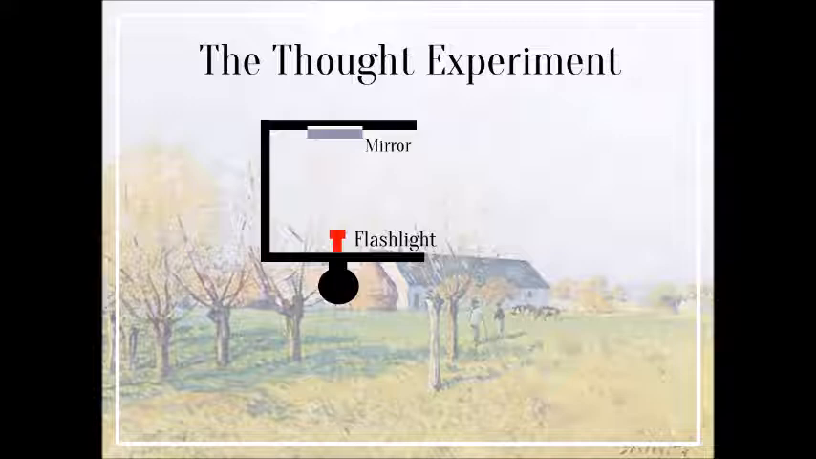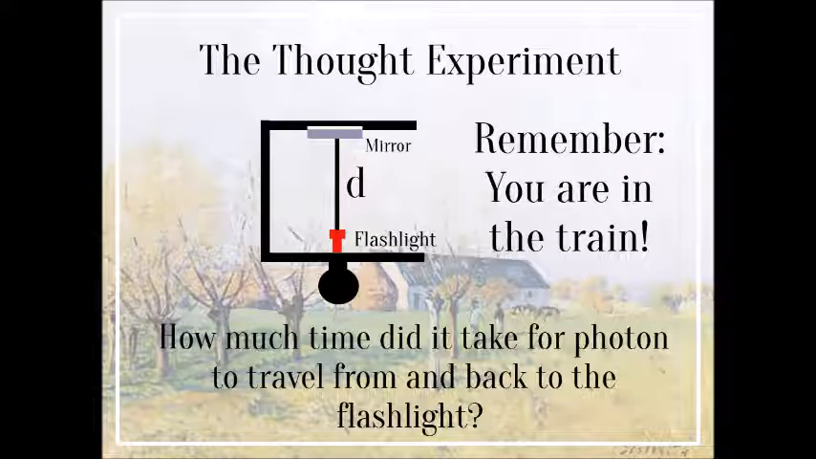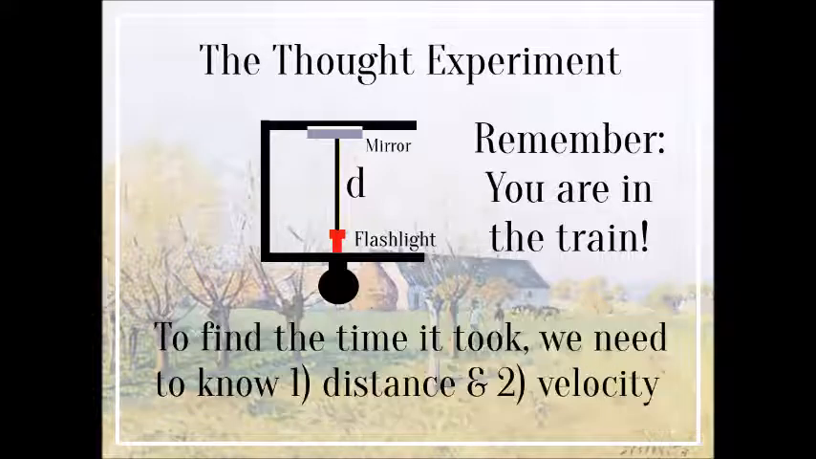And in order to construct our equation, the first question we must ask is, how much time did it take for the photon to travel from and back to the flashlight? And for that we need to know two things. Firstly, the distance involved in the travel of the photon, and we also need to know its velocity.